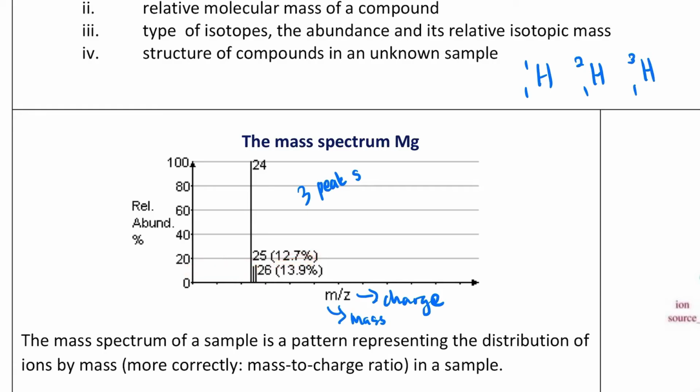12.7% sahaja magnesium 25 wujud dalam dunia ni. Okay. While for magnesium 24 very high. Okay, banyak abundance dia. Okay, alright, and then 24, 25, 26 ni apa? 24, 25, 26 tu itulah mass to charge ratio dia. Okay, so bacaan dia dekat bawah ni lah.